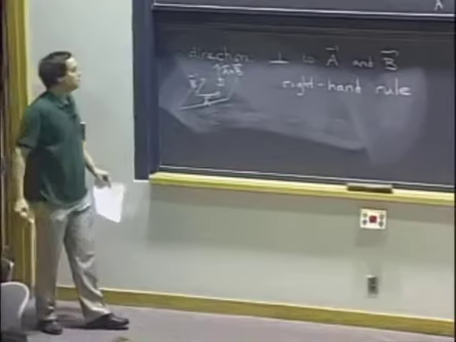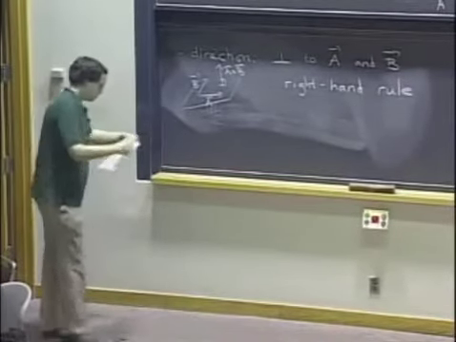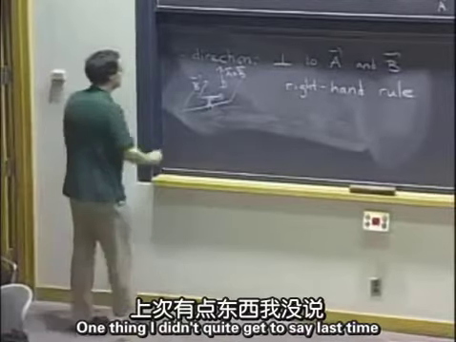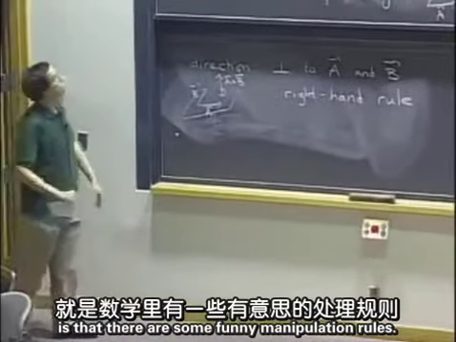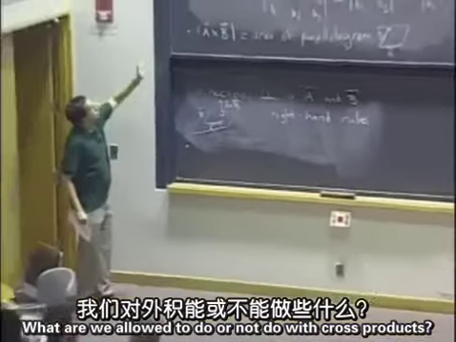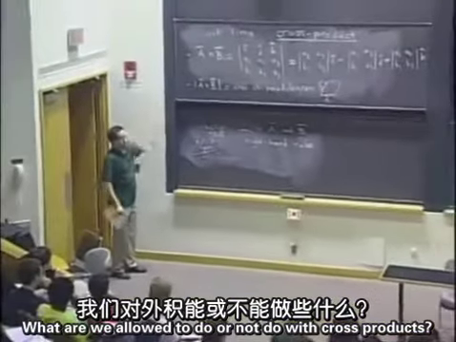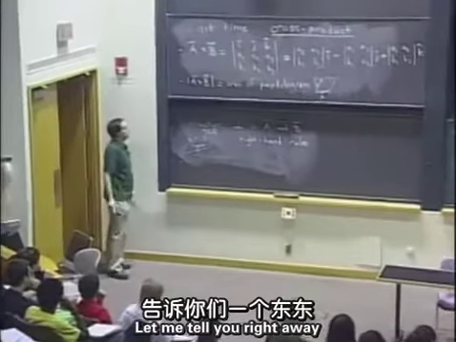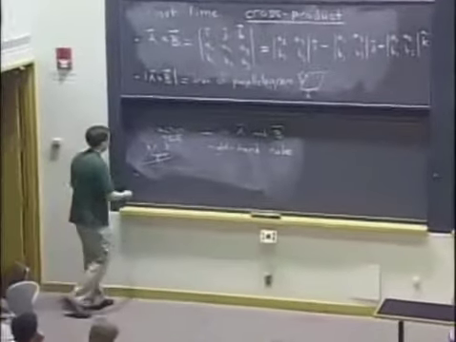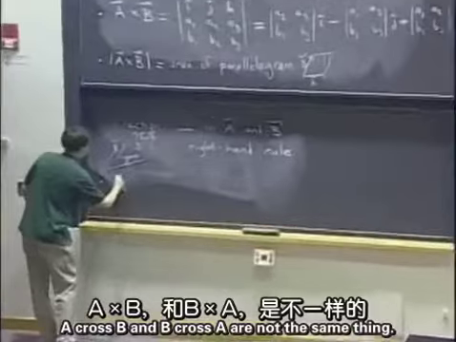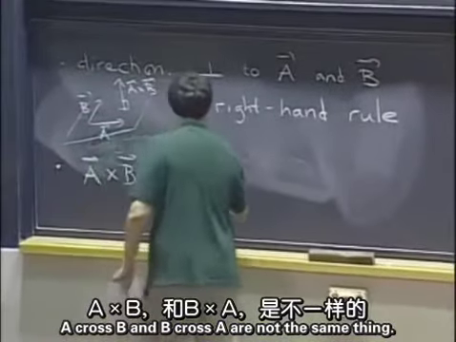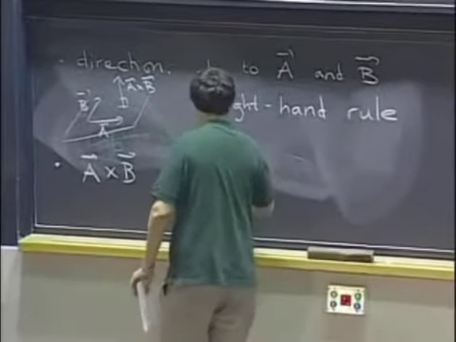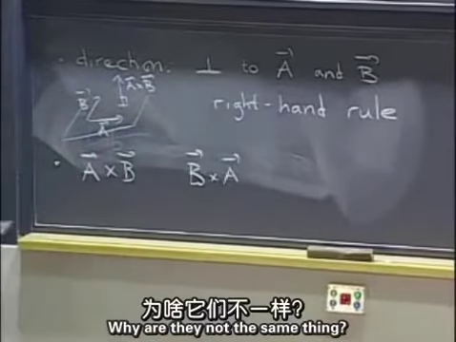Okay? So one thing I didn't quite get to say last time is that there are some funny manipulation rules. What are we allowed to do or not do with cross products? So let me tell you right away the most surprising one, maybe if you've never seen it before. It's that A cross B and B cross A are not the same thing. Why are they not the same thing?